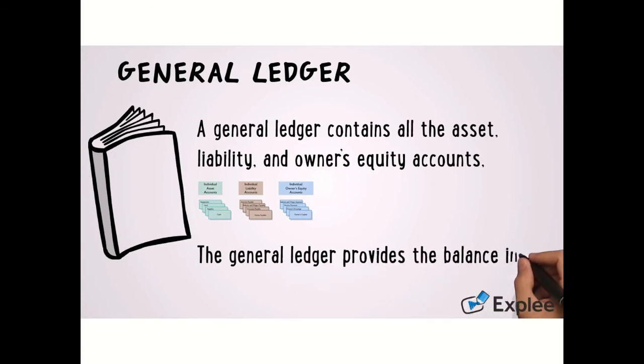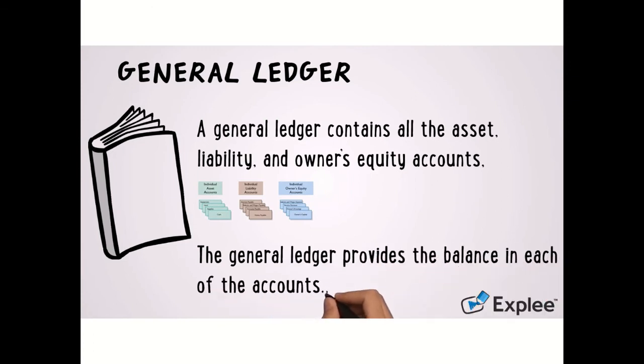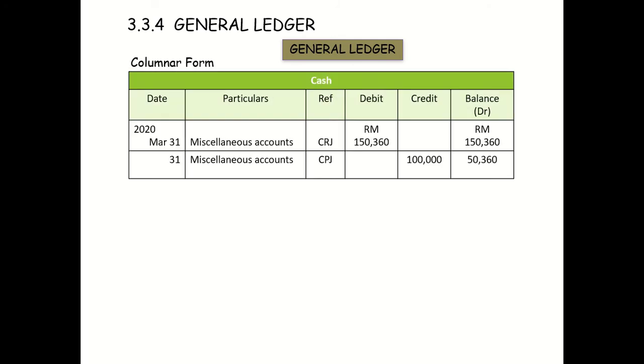For example, the accounts receivable shows amounts due from customers. Accounts payable shows amounts owed to creditors. Let's look at the format of general ledger. There are two forms of format for general ledger, namely, columnar form and T-account form.